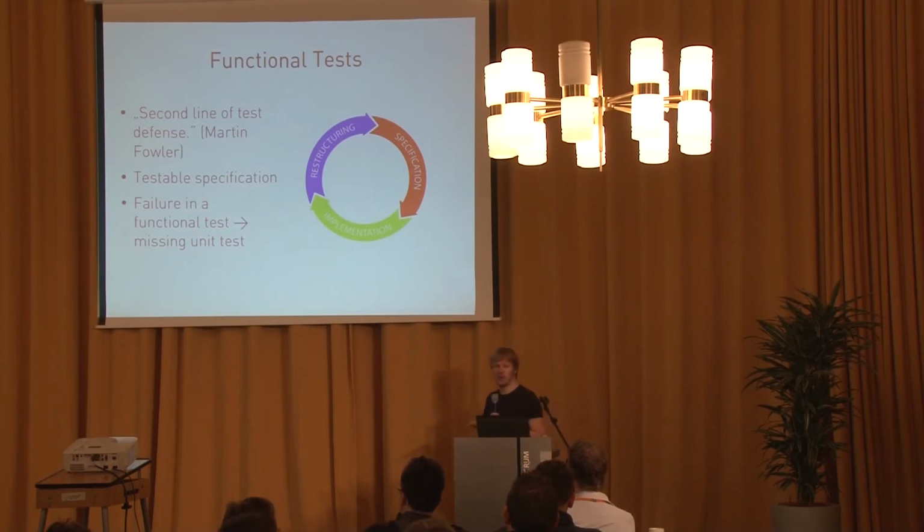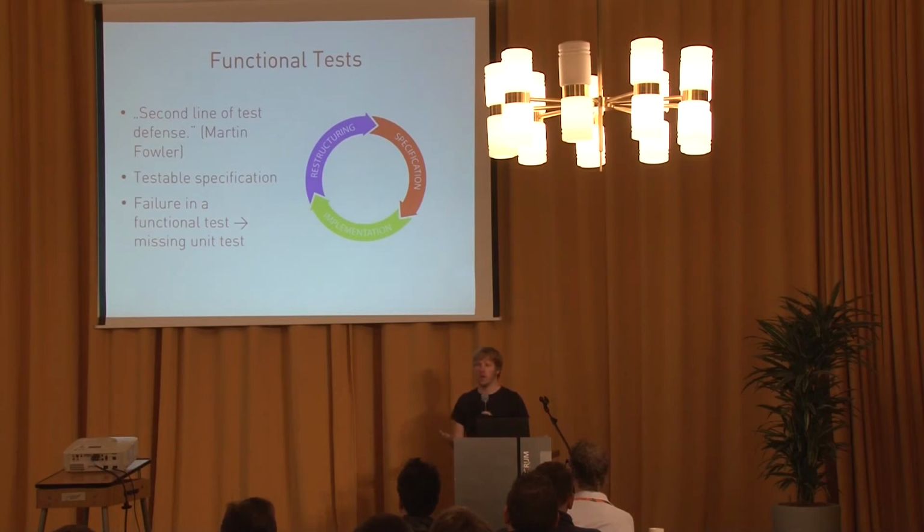So Martin Fowler calls functional tests the second line of test defense. The second line because if you have a failure in a high-level functional test, it not only shows you that something is wrong, it basically shows you only a red light. It just shows you, hey, here's something wrong. It does not point you in the right direction of where something is wrong. You can guess if you look at the tests a bit, but not as well as with an integration or a unit test. So if you have a failure in a functional test, this means you have a missing unit or integration test. The good thing about functional tests is that they are really testable specification and also documentation.